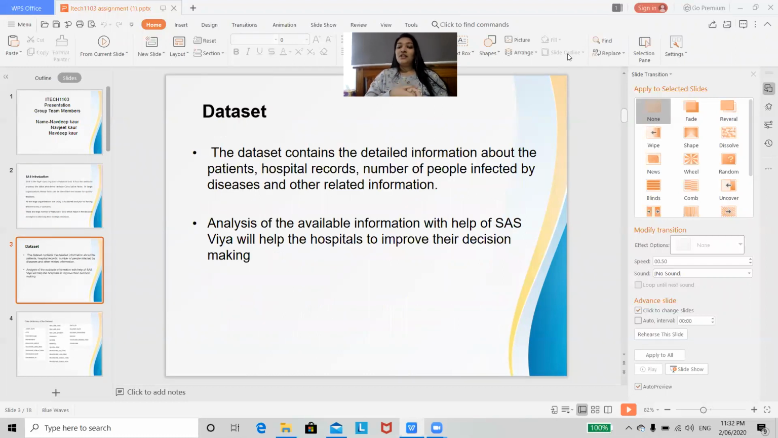So now the main topic is the dataset. The dataset contains detailed information about the patients, hospital records, number of people infected by diseases, and other related information. Analysis of the available information with the help of SAS will help the hospitals to improve their decision making.